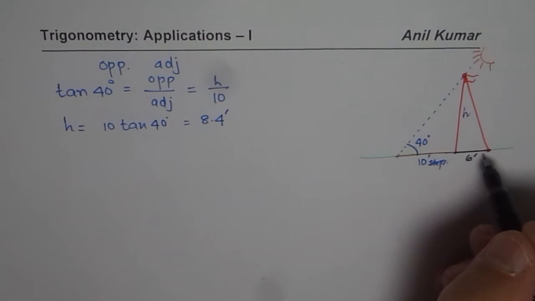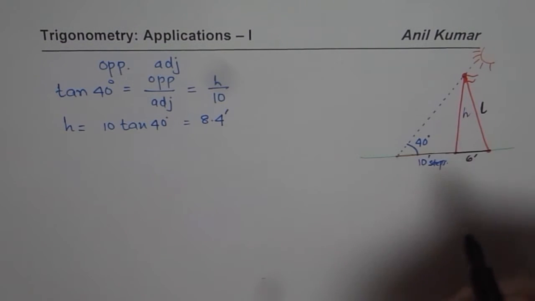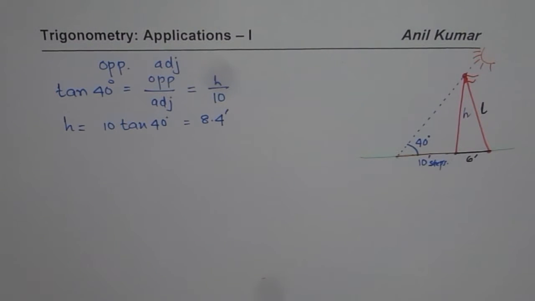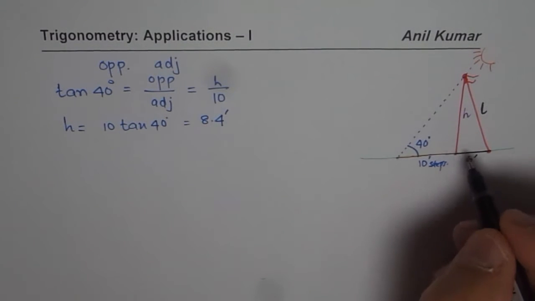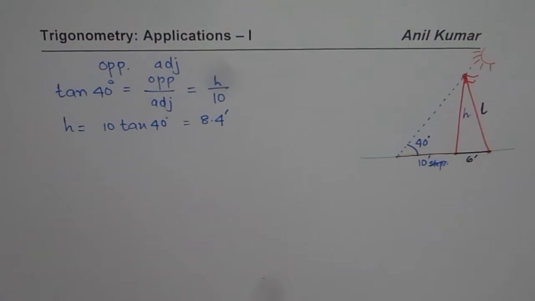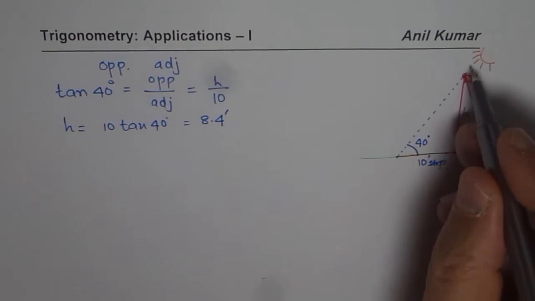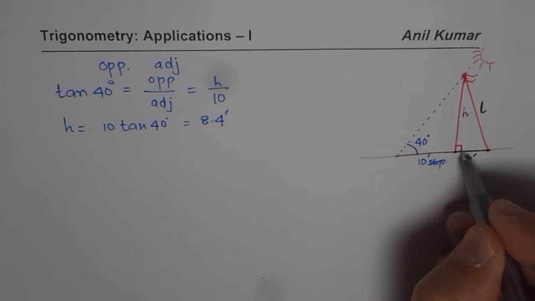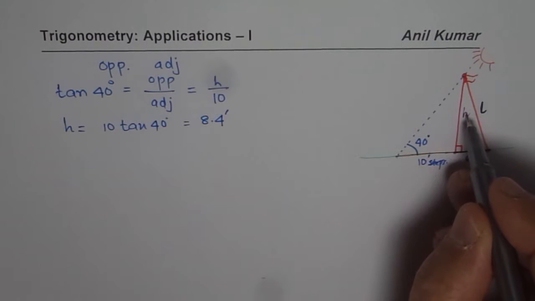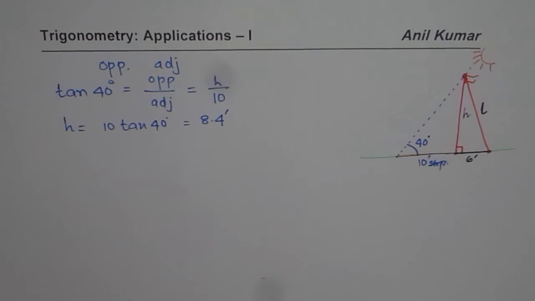Now what we want to find is the length of the support. So how do we find the length of the support now? Well, in this particular case, we know that the angle which the flag makes with the ground is perpendicular, and now we have calculated h as equal to 8.4.